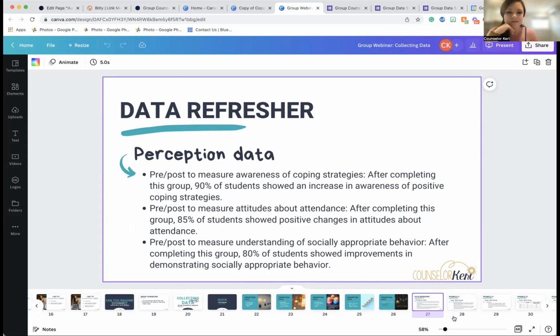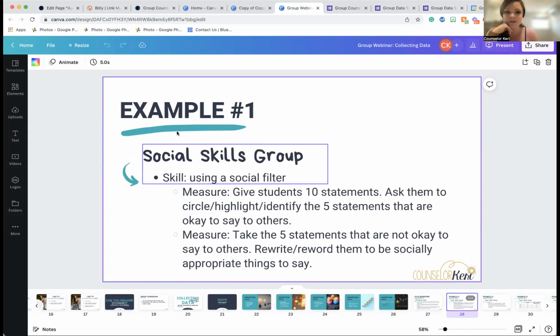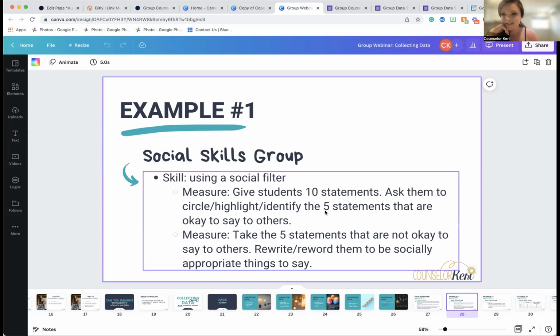So I'm going to look at 3 specific examples of groups and ways that we could assess within individual sessions. The first one we're going to look at is a social skills group. Maybe the skill that we're focusing on in this particular session is using a social filter. The way that we could do this is give students 10 statements and ask them to circle or highlight, identify the 5 of the 10 statements that are okay to say to other people. That's just giving them statements, asking them to pull out the ones that are. And since we're using numbers, that's easy data to collect. I'll show you how I would record that in just a moment.